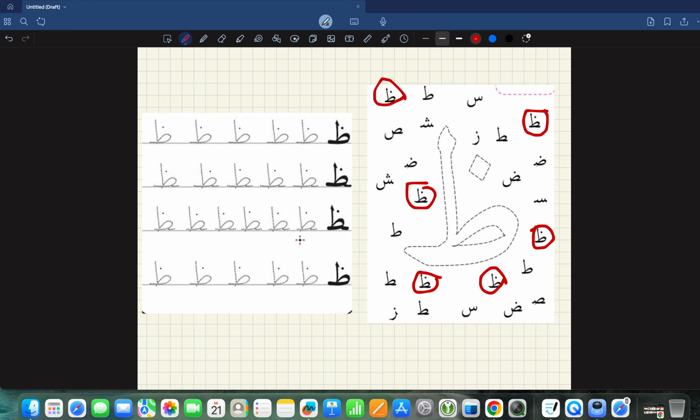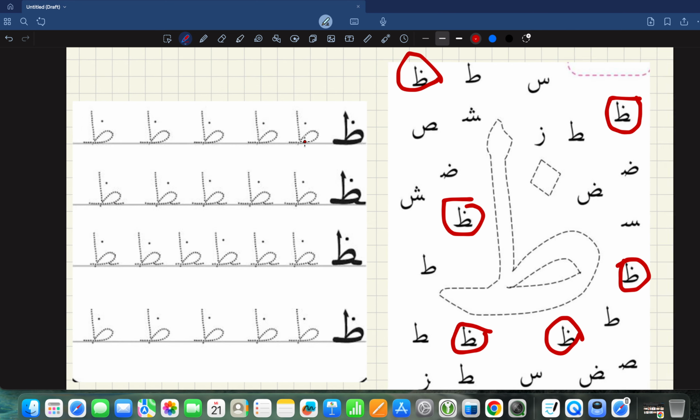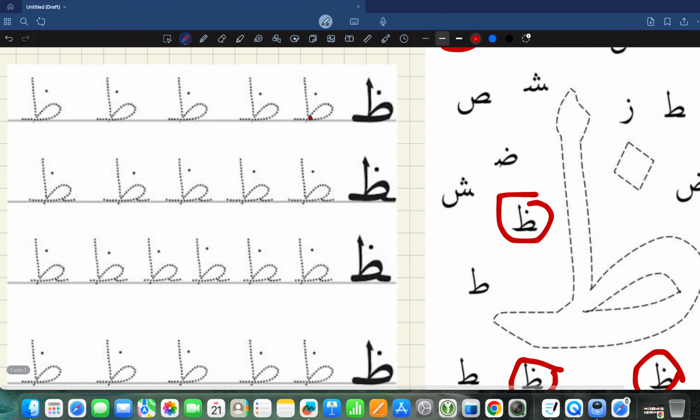Now we will learn how to write the letter Dha, at the beginning, in the middle, and at the end, connected and not connected. But you should write with me, please. You should have a pen and paper. At the beginning of a word, we start from this point here and draw this oval shape, and after that the line to the left, and after that the dot, like this.